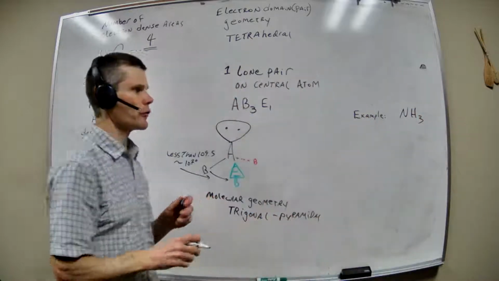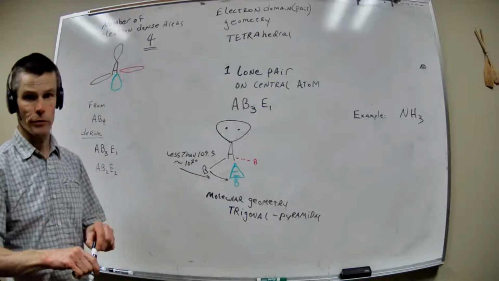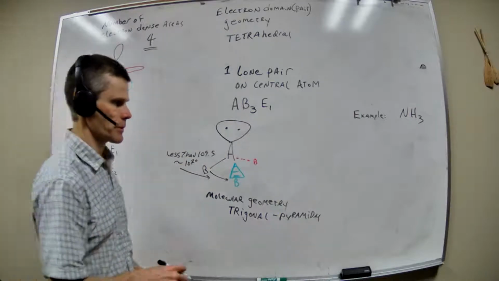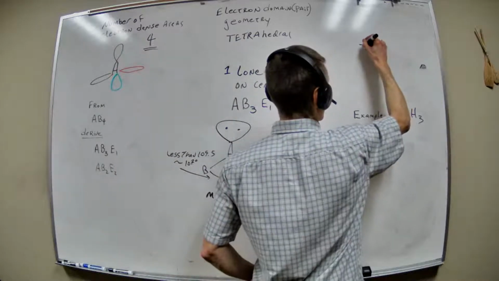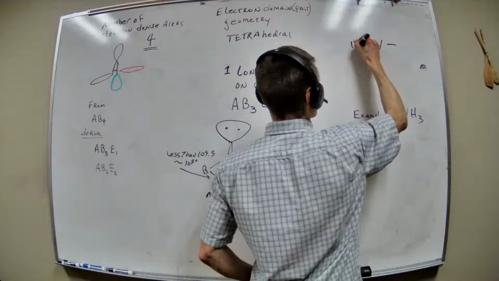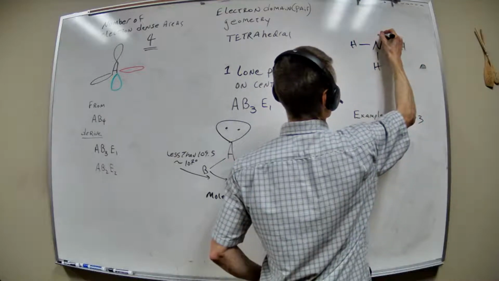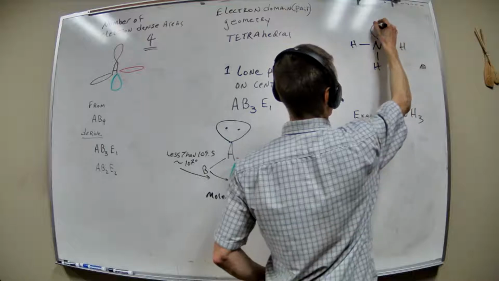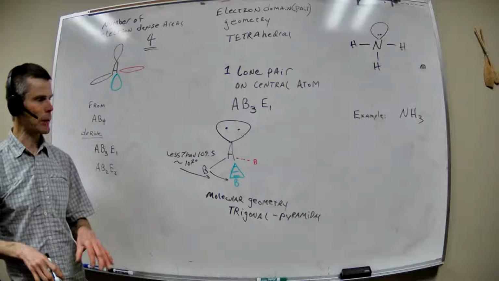Now, we drew the Lewis structure for this molecule at the very beginning of our lecture dealing with Lewis structures. We have a central nitrogen atom. We have 3 hydrogens around it. And we have a lone pair of electrons. Let's put them in a shape that shows it's sort of like it's in an orbital.